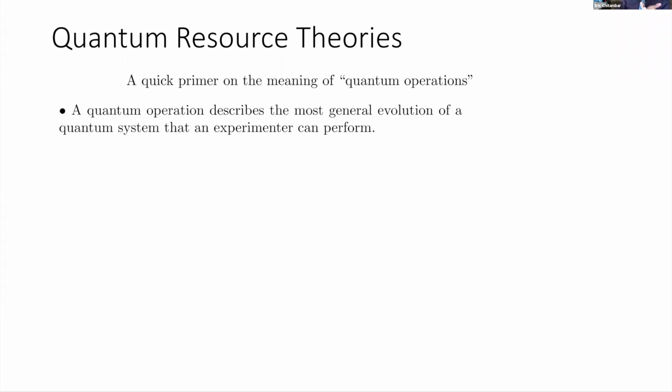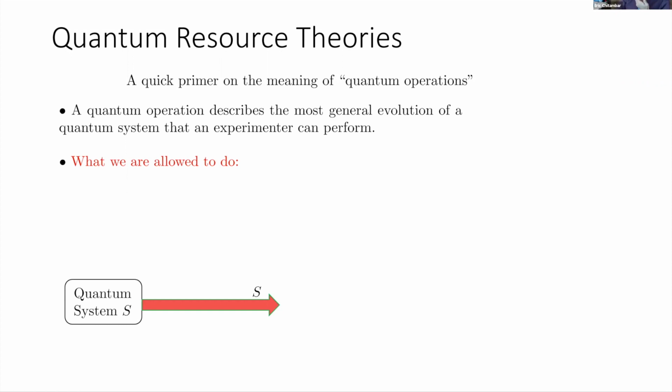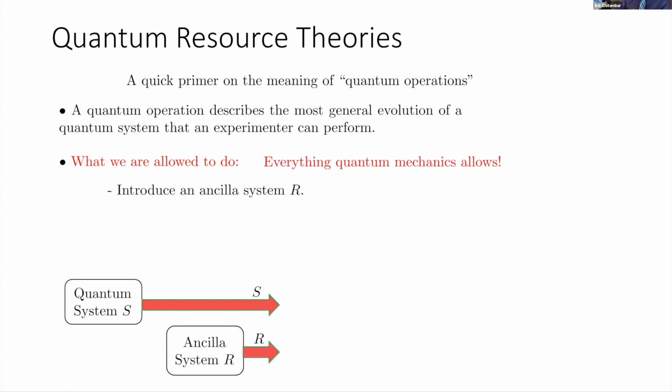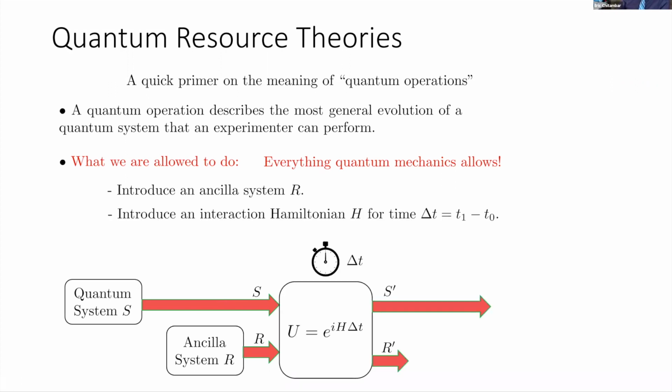A quantum operation describes the most general evolution that an experimenter can perform on a quantum system. So we imagine we have some system Q, and we can ask, what are we allowed to do with it? What does nature allow? According to quantum mechanics, the most general process is the following: we can introduce some ancilla system R, or some additional system. Then we introduce an interaction Hamiltonian between the two for some fixed time period. That will generate a unitary transformation, and what pops out on the other end is an S prime R prime system.